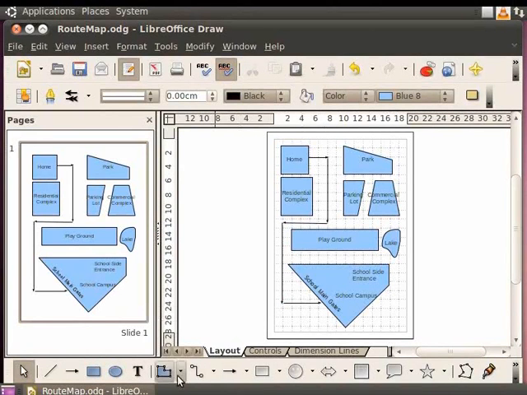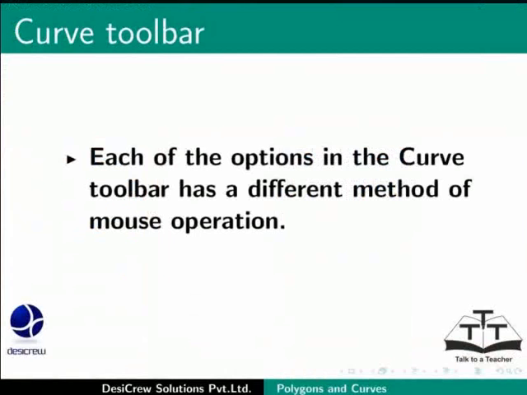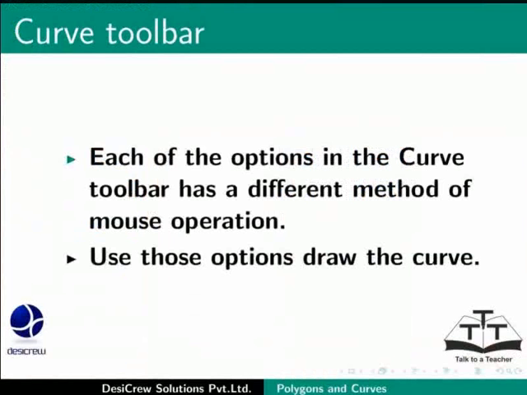You would have noticed that two types of curves and polygons can be drawn. One is using the filled option and the other is without a fill. When you use the filled option, the curve is filled with color. You would have also noticed that each of the options in the curve toolbar has a different method of mouse operation to draw the curve.